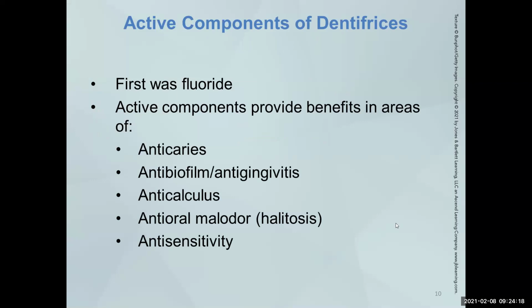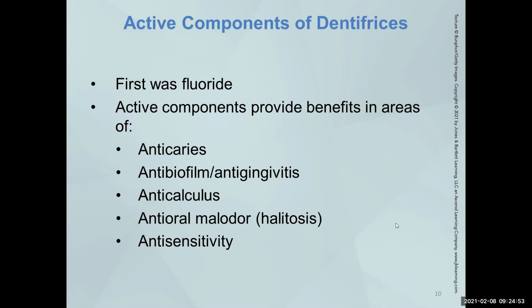So what are the active components of dentifrices? The first active component was fluoride, and Crest from Procter & Gamble was the first toothpaste to incorporate fluoride in it. It was a stannous fluoride, which was a great fluoride, but it has some side effects to it. But when Crest came out, they were saying that they have prevented more cavities than all the other toothpastes combined.